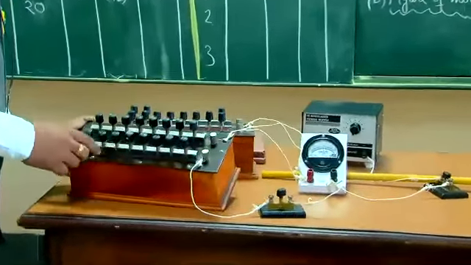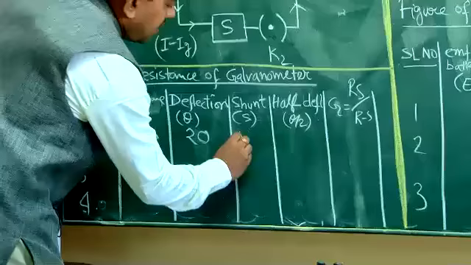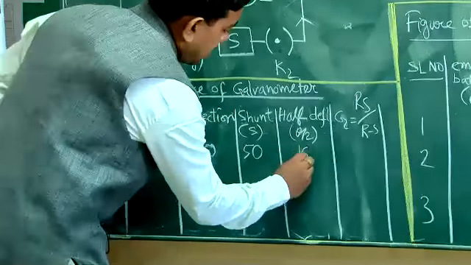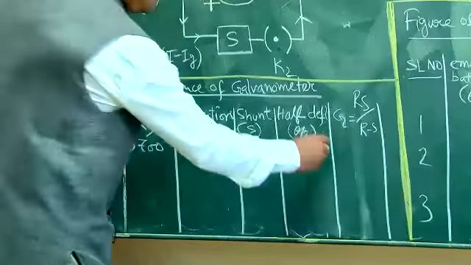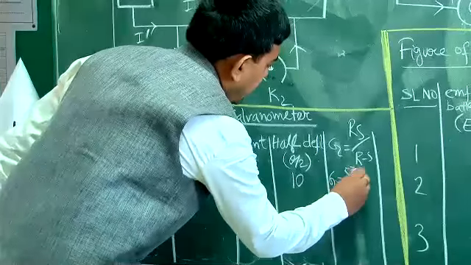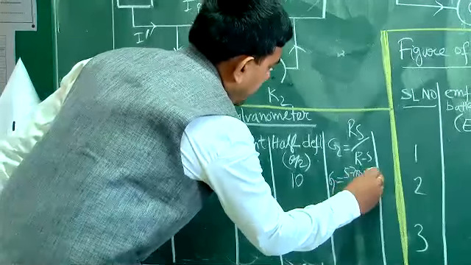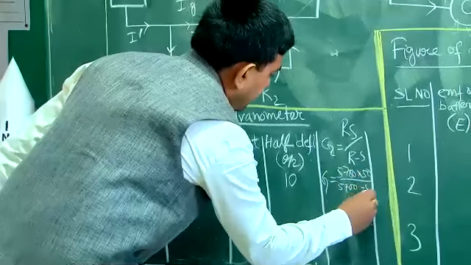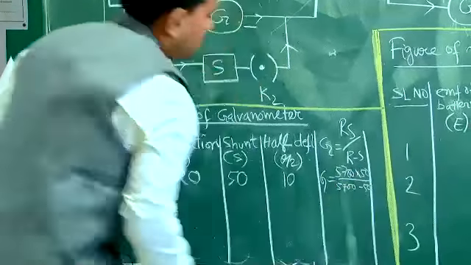Yes. Okay, now the deflection became half of the previous value. So I'll write over here in the table. Please focus here in the table. Shunt I have taken 50 ohm, and the deflection is 10 now. So what is the capital G value? Capital G value is RS by R plus S. That means 5700 into 50 by 5700 minus 50. So this is the calculation for capital G.